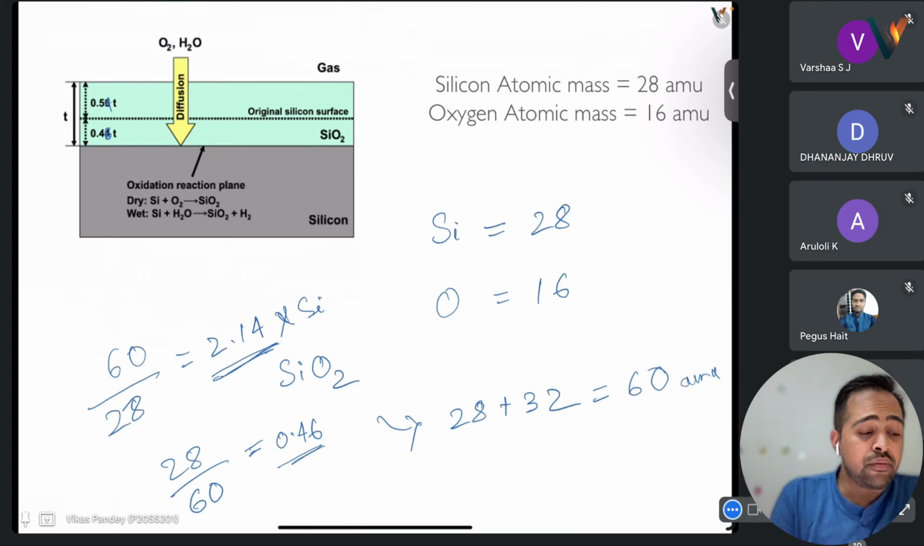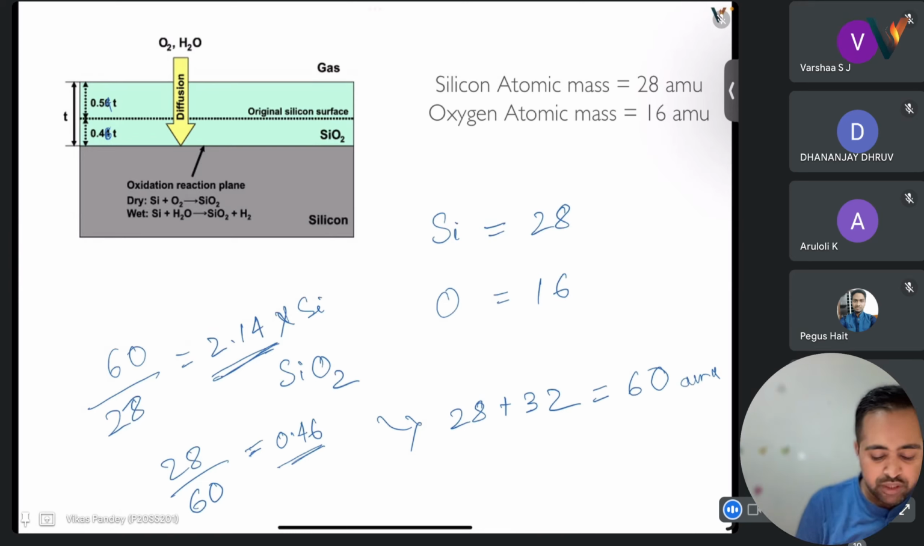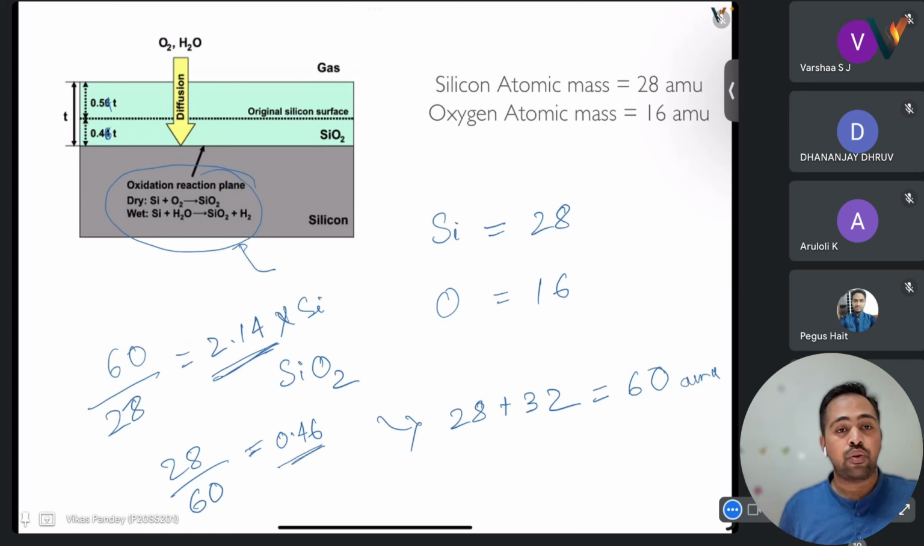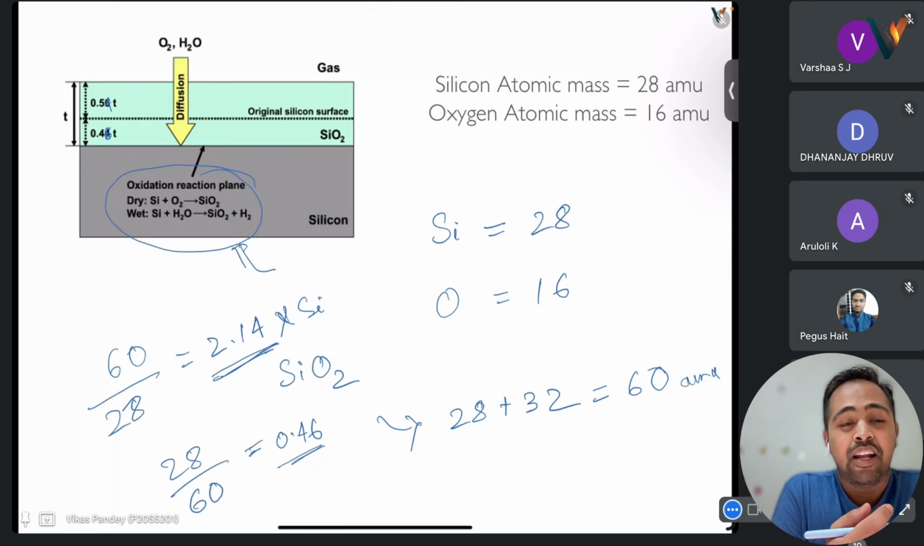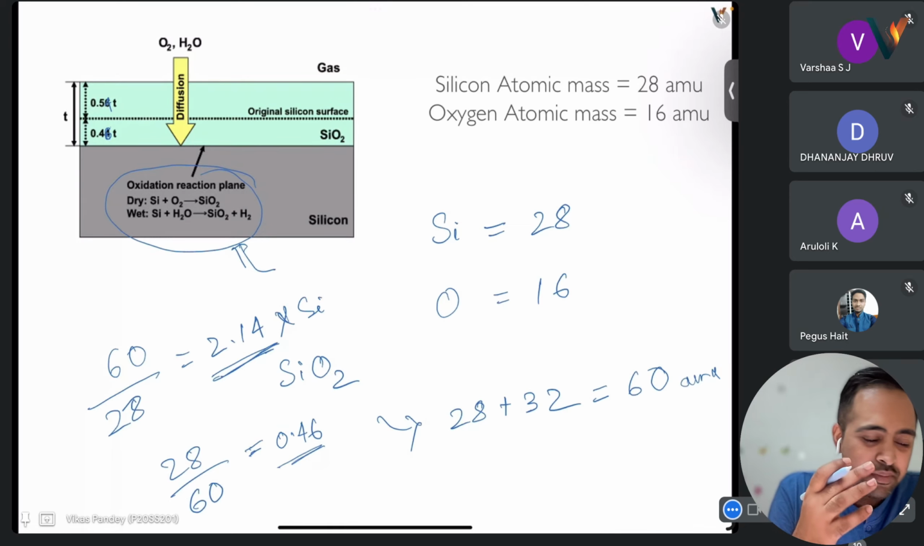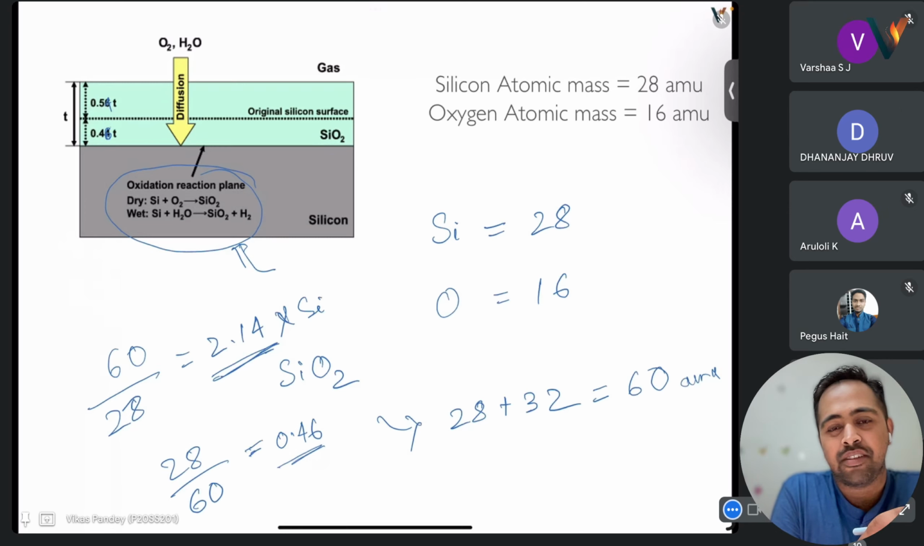So this way, these are the two equations that are involved when we go for wet and dry oxidation. So which one is better? Anyone? And what should we go for? If we are given a chance, should we go for dry oxidation or wet oxidation? Dry oxidation. But dry oxidation has one problem, that is time.